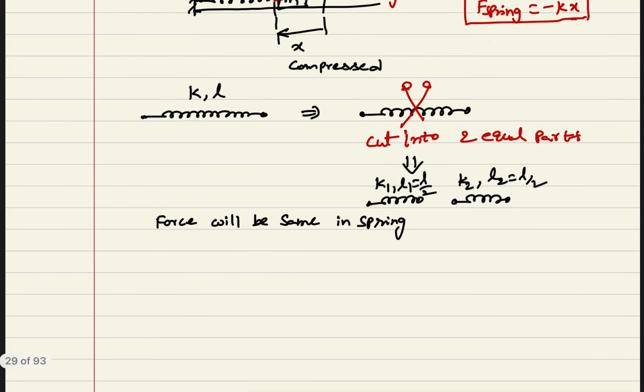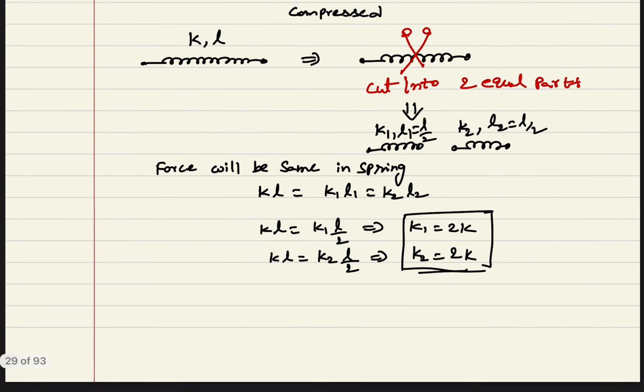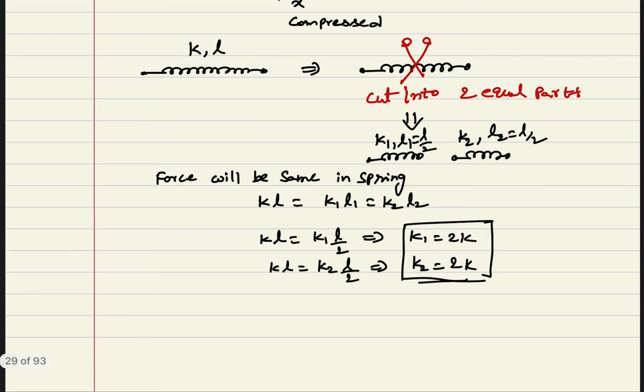Immediately it will not change that. So we can say that K into L is equal to K1 into L1, that is K2 into L2. So K into L is equal to K1 into L by 2. From this we can write K1 is equal to 2K. Similarly, K into L is equal to K2 into L by 2. We can get the K2 value is equal to 2K. So these are the new spring constants of each part.